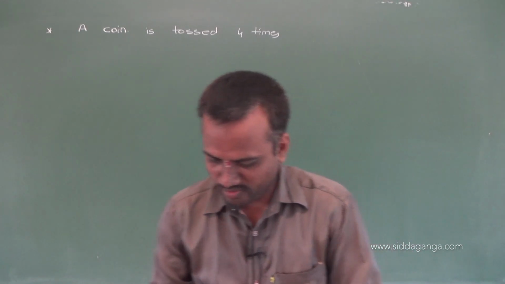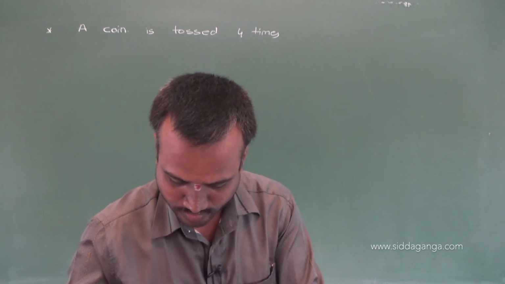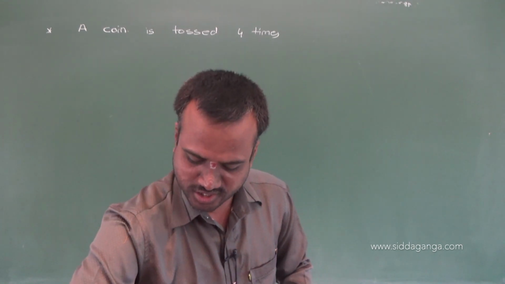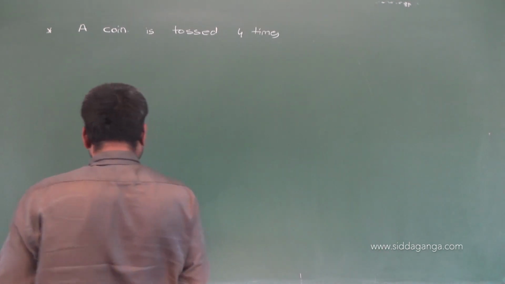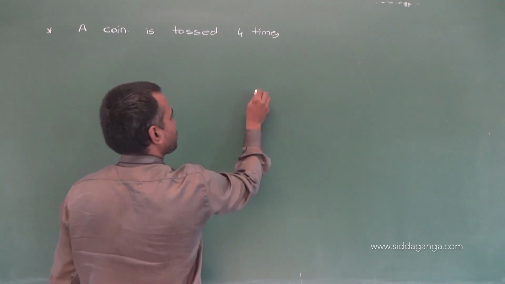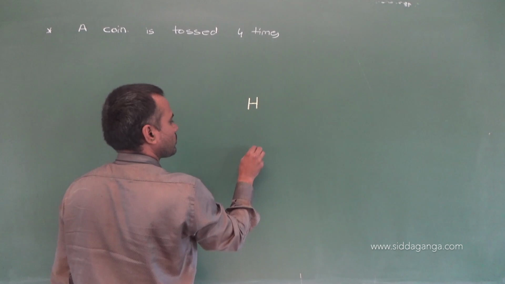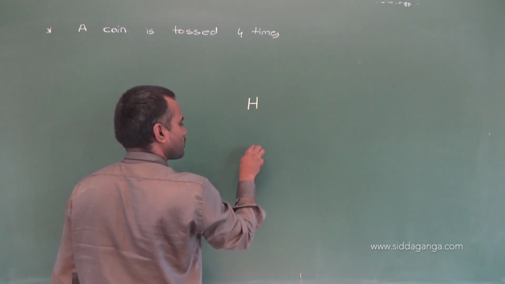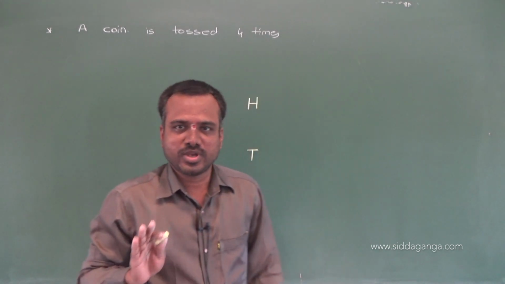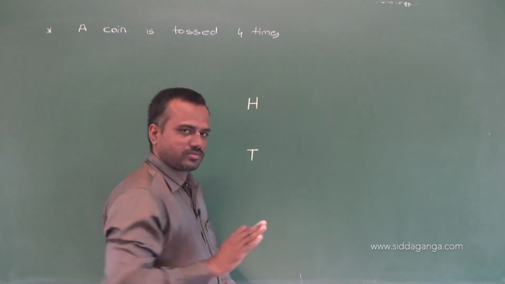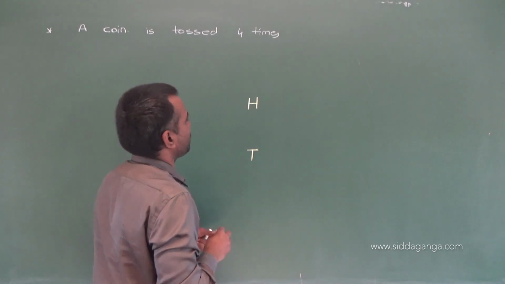So for better understanding, what we do, we write the tree structure. Firstly, we write the tree structure. First time, if a coin is tossed one time, the possible outcomes are head and tail.